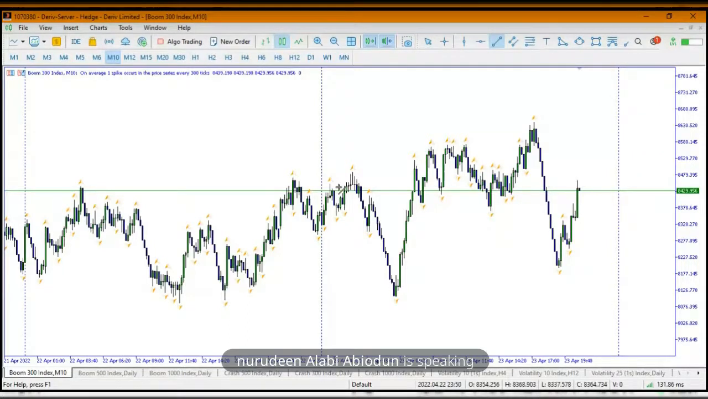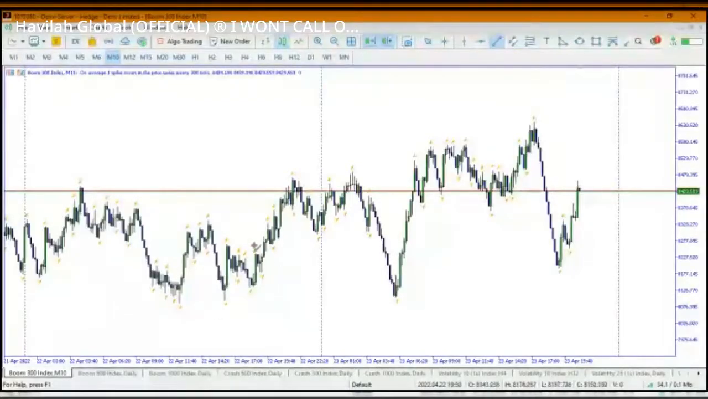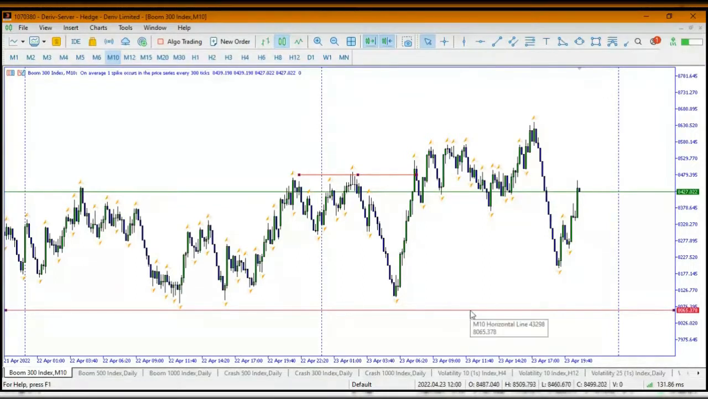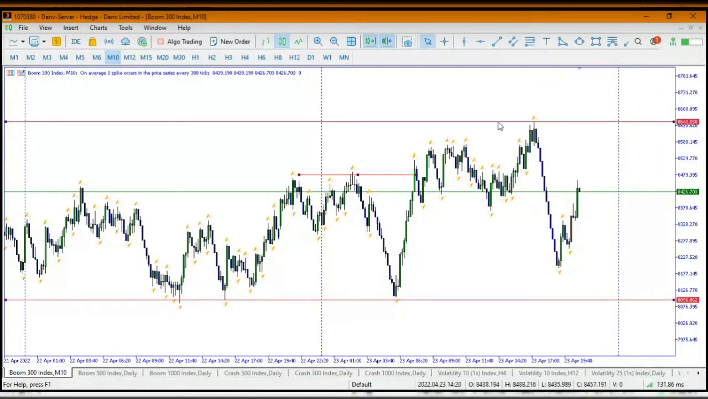So based on what we've been taught so far, what happened here, guys? What happened there? A break of structure. Okay, a break of structure. And normally when markets break structure, you come back to your last trade, which happens to be here. This is the range. So this guy broke structure to the upside and came back to retest.